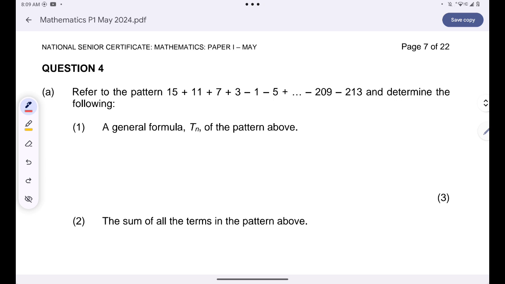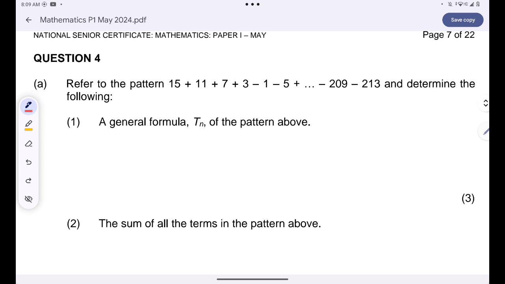Okay, if you look at this pattern, guys, you will realize that this pattern is arithmetic. Why am I saying it's arithmetic? Because the first difference is common, right? T2 minus T1, I'll simply get a negative 4. T3 minus T2, I get a negative 4. T4 minus T3, the first difference is common, right?